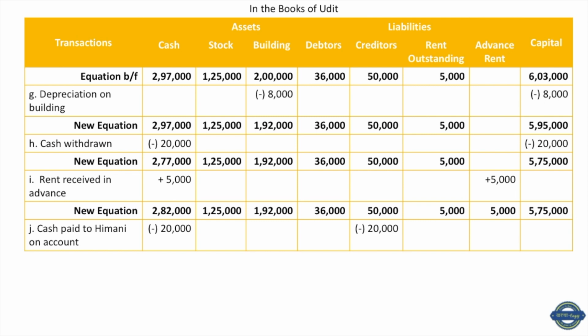And since we have paid 20,000 to Himani, this will decrease our liability. So we will deduct rupees 20,000 from creditors.